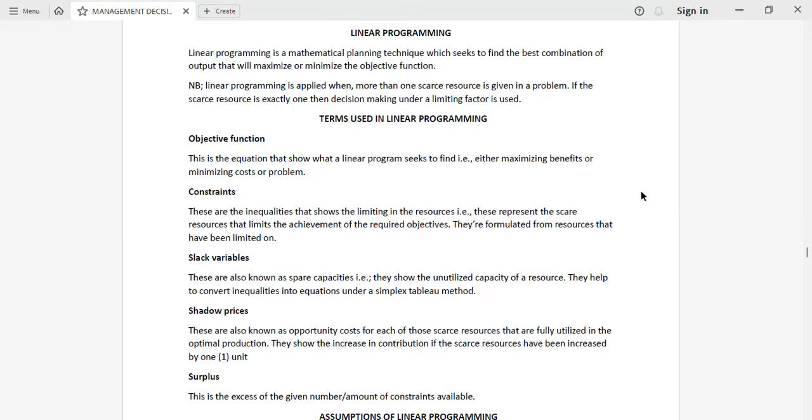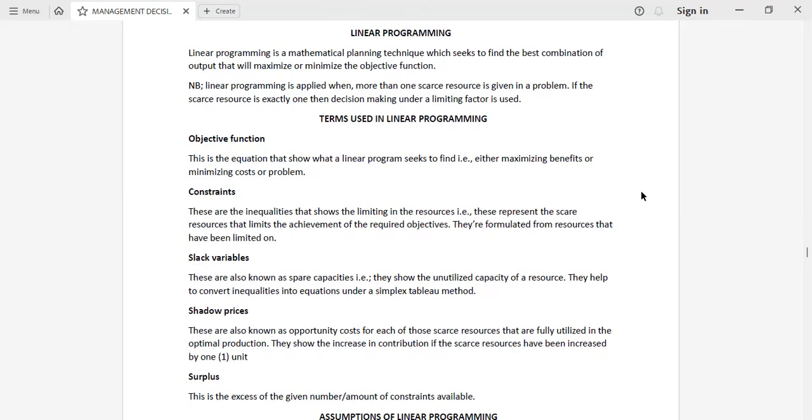The objective function is the equation that shows what a linear program seeks to find. In other words, we are either maximizing the benefits or minimizing costs or problems. This is what we are trying to achieve. If you are going to be using linear programming, what do you intend to achieve? What we intend to reach is what we call the objective function.